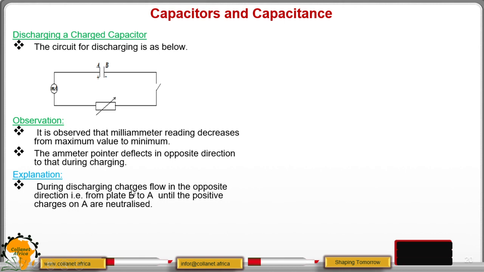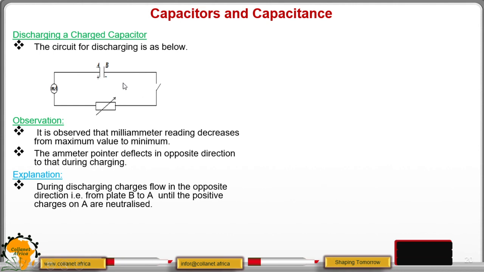Now, during discharging, the charges flow in the opposite direction. Remember, in our case, the charges were flowing from A to B. But here, during discharging, the charges are flowing from B, moving like that. So they are moving in the opposite direction to that of charging. And they will move until the positive charges on A are neutralized. Remember, if the electrons are moving like this, they will come and neutralize the positive charges that are here.